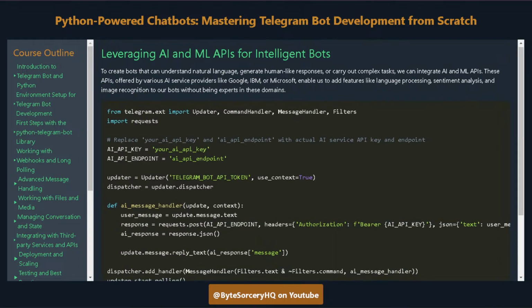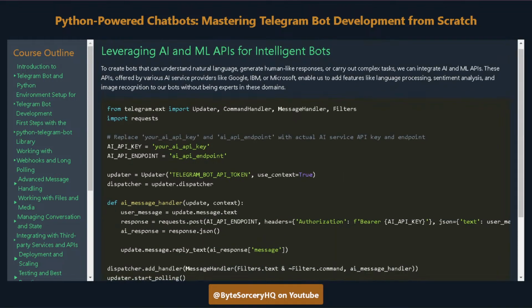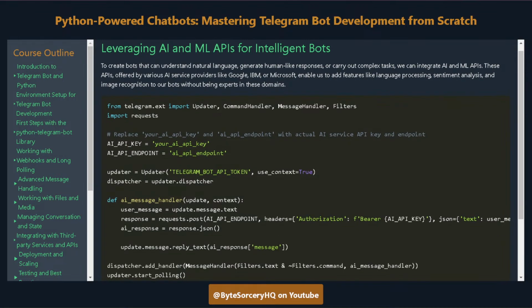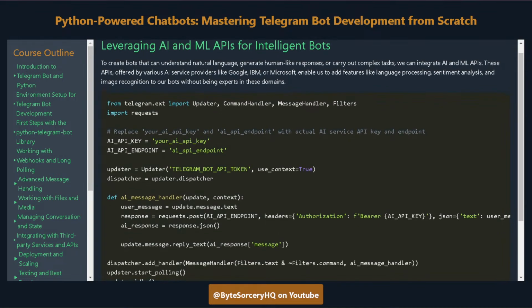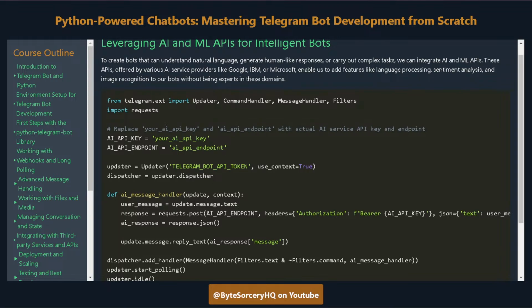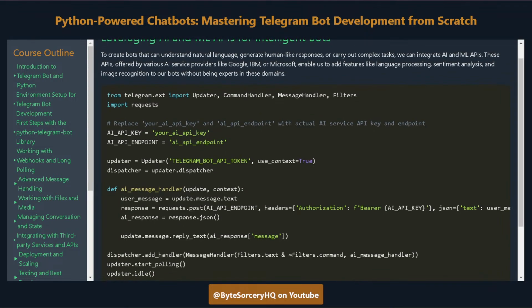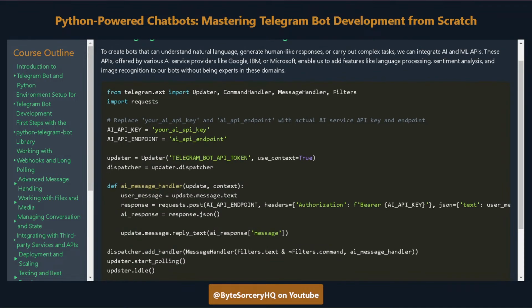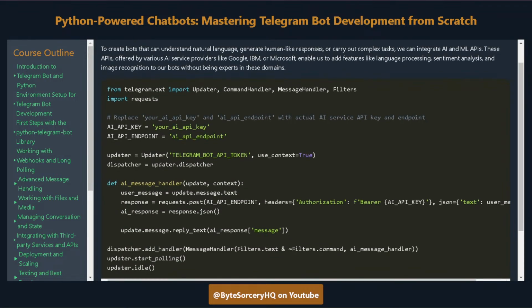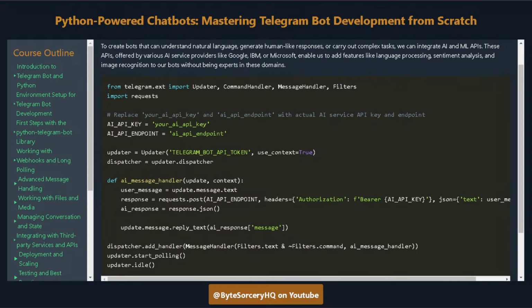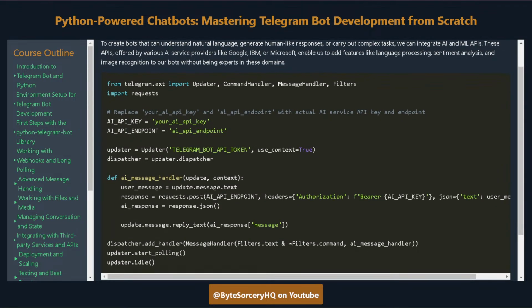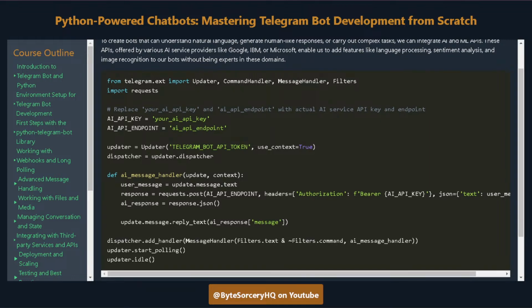Leveraging AI and ML APIs for intelligent bots. To create bots that can understand natural language, generate human-like responses, or carry out complex tasks, we can integrate AI and ML APIs. These APIs, offered by various AI service providers like Google, IBM, or Microsoft, enable us to add features like language processing, sentiment analysis, and image recognition to our bots without being experts in these domains.